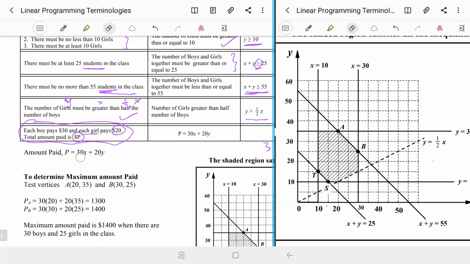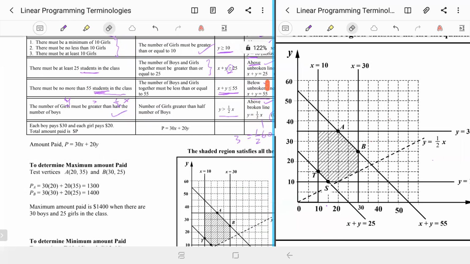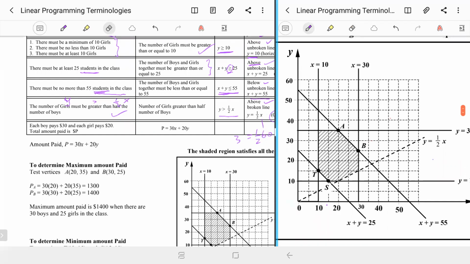And then the question now is saying, determine the maximum amount paid by the students. All right, so look at this now. Remember, the maximum amount paid is going to be at one of the vertices. Right? Here, or here. Remember that this vertex and this vertex are out of it, because they're on the broken line. I can't use any of those two vertices because they're on the broken line. So it's one of those two.